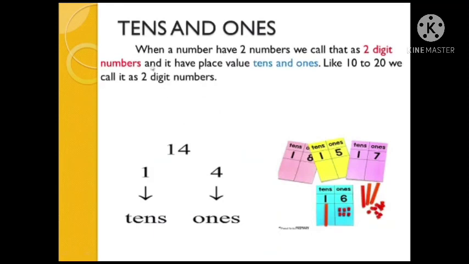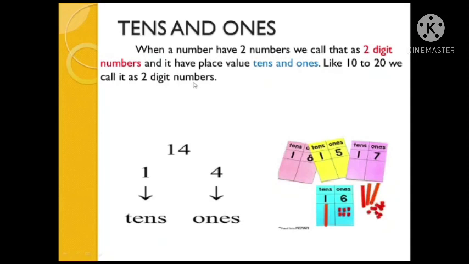When a number has two numbers together, then we call that a two-digit number. So when a number has two numbers, we call it a two-digit number, and it has place values of tens and ones. So only a two-digit number will have the place value of tens and ones. Like 10 to 20, we call it a two-digit number, as we learned up to 20.